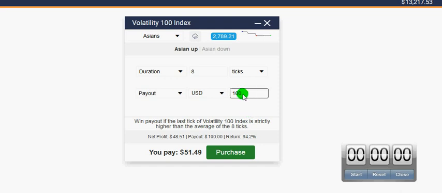You can reduce your payout to reduce the loss. You can stake lower amounts. You can stake 10 USD, 15 USD, depends on what you have in your account balance.